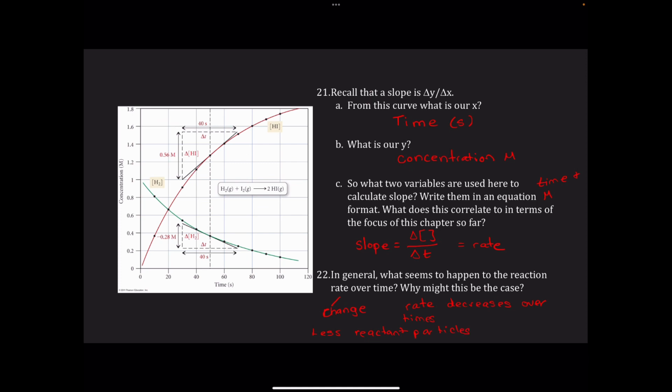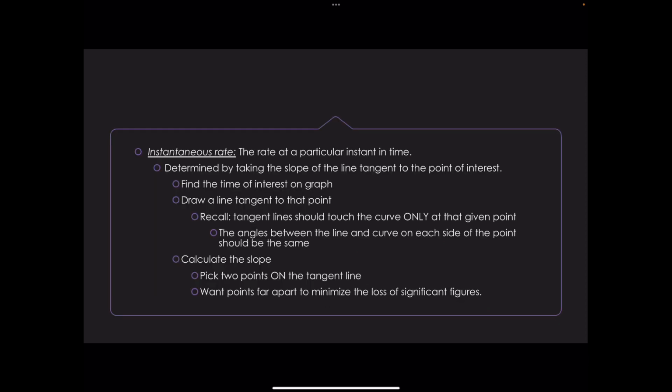So we've got a graph here of concentration versus time. From these types of graphs, we can determine 3 types of rates. The first type of rate we can determine is an instantaneous rate. This is the rate at a particular instant in time. It's determined by taking the slope of the line tangent to the point of interest. So we're not actually using the slope of the curve.